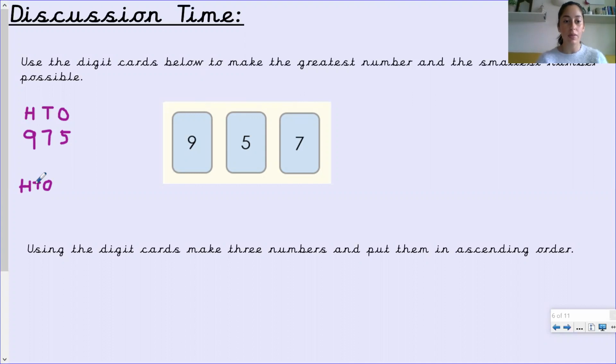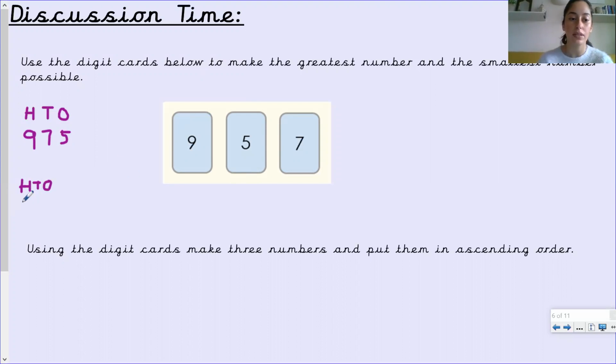Your tens column is the next most significant number. So after the hundreds, your tens has the highest value. And then after your tens, your ones has the highest value. So the ones out of hundreds, tens, and ones has the lowest value, and your hundreds has the highest value. Which one of these 3 digits would I put in my hundreds column to make the smallest possible number?